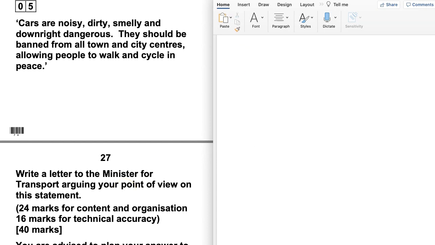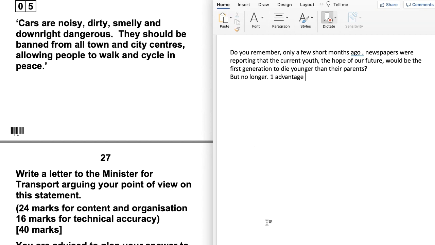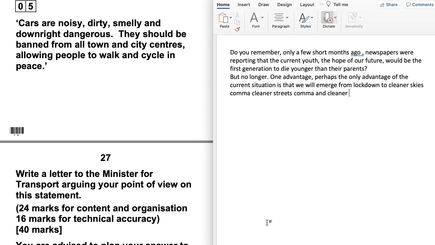Let's find out. Do you remember, only a few short months ago, newspapers were reporting that the current youth, the hope of our future, would be the first generation to die younger than their parents? But no longer. One advantage, perhaps the only advantage of the current situation is that we will emerge from lockdown to cleaner skies, cleaner streets, and cleaner cities.